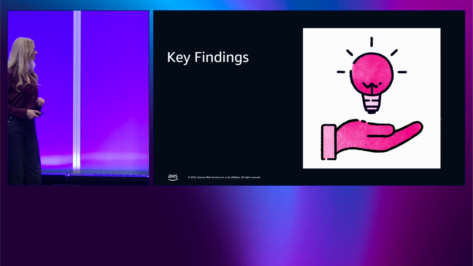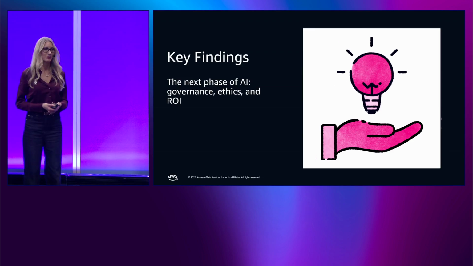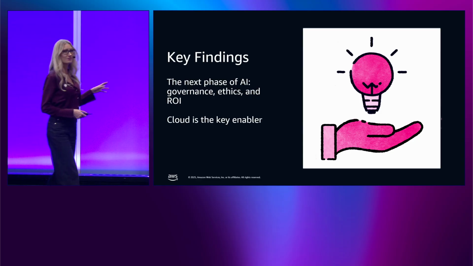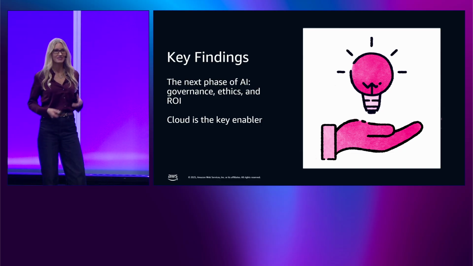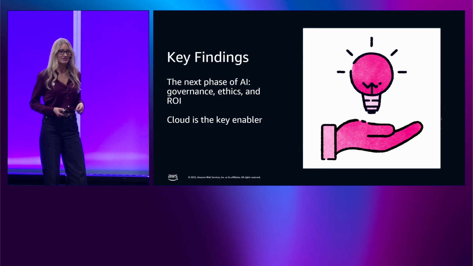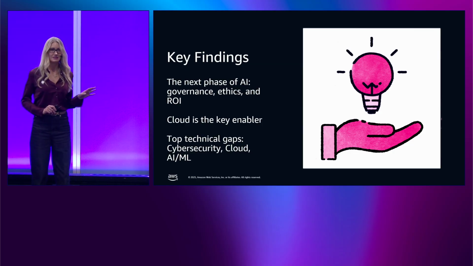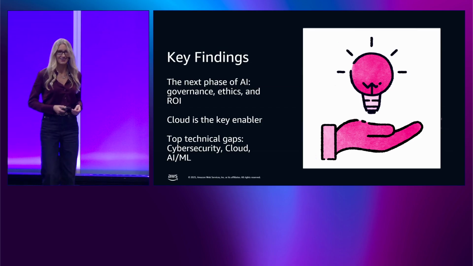But what we found was that the next phase of AI is, of course, going to be all focused on governance and ethics, as well as return on investment. Cloud, of course, being the key enabler, with services from AWS like Bedrock and SageMaker, enabling AI for all of us. And for the last 3 years running, the top technical gaps have always been cybersecurity, basic, foundational, core cloud skills, cloud architecture skills, and cloud security skills, and of course AI and machine learning.